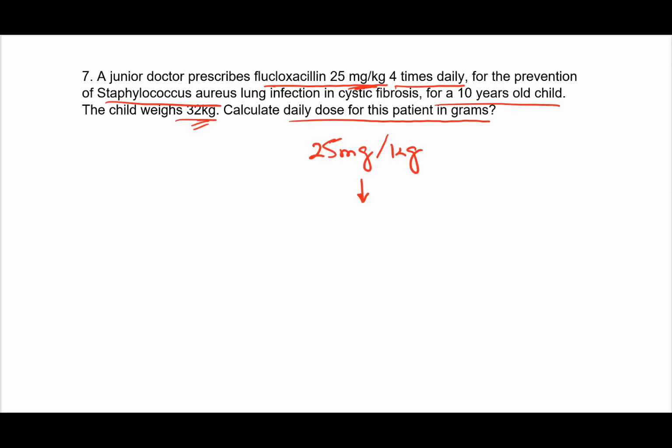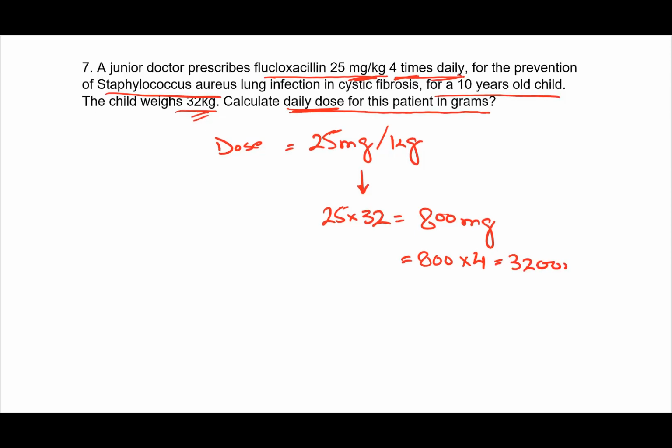So 25 milligram per kg, weight of the patient is 32. So it's 25 multiplied by 32. So the dose would be 800 milligrams. And it's given as 4 times a day because we have to find out the daily dose. So simply 800 times 4 will be 3200 milligrams per day. So that's the daily dose.